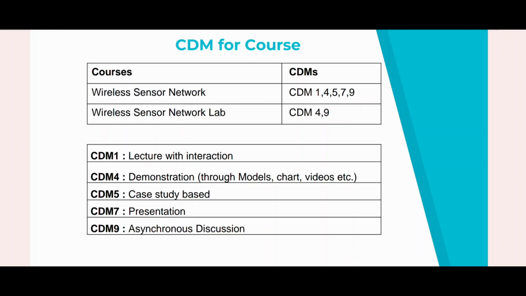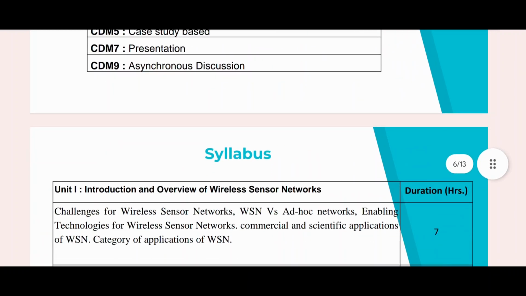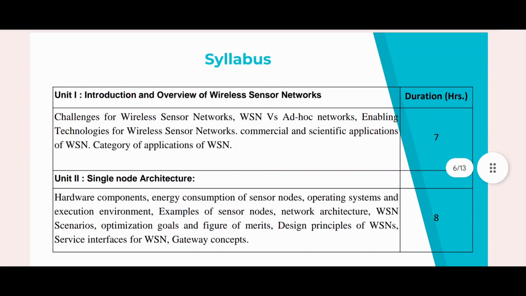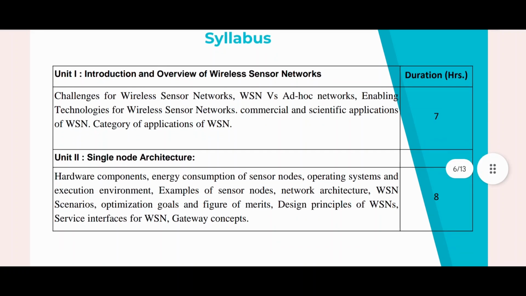For lab, CDM 4 and 9. 4 is nothing but demonstration through models, charts, videos, and 9 is asynchronous discussion. Okay, so we are going to use these CDMs for understanding the WSN course. Let us move ahead. Let us concentrate now on the syllabus of this particular course. It has a total of 4 major units. Unit number 1 is the introduction and overview of wireless sensor network.